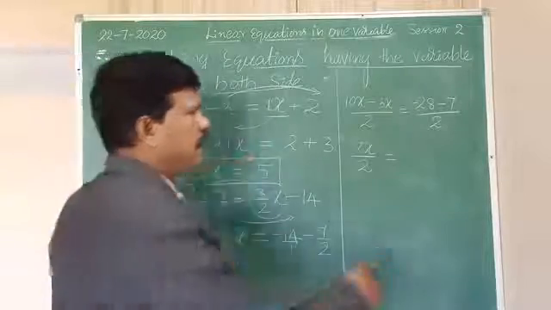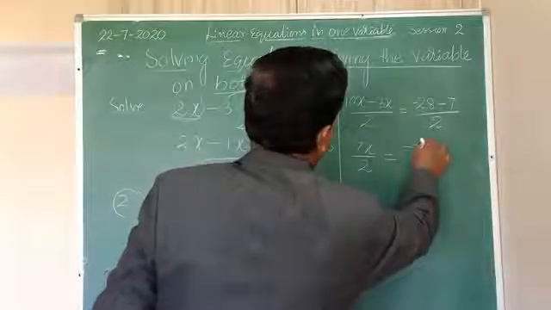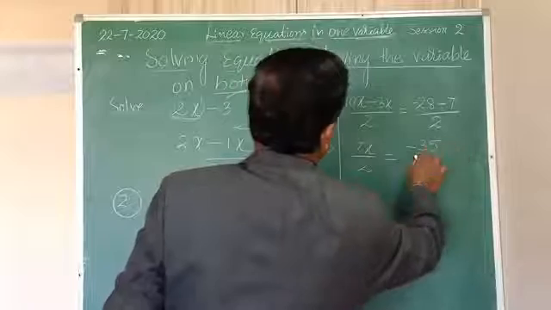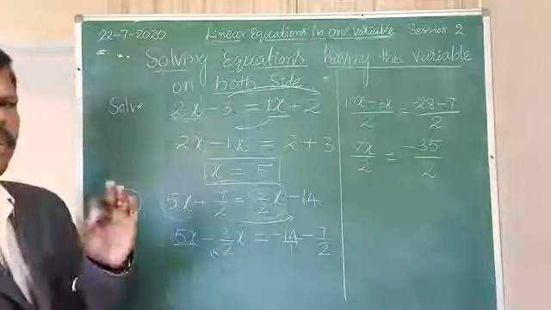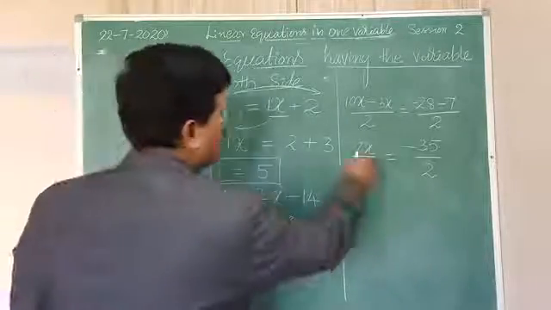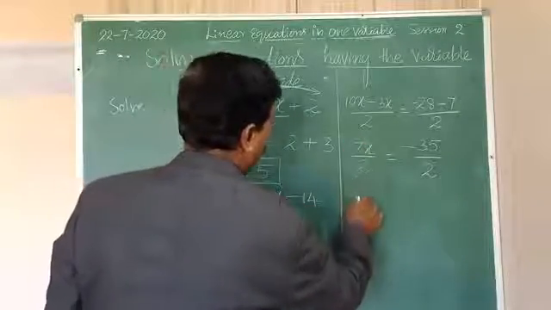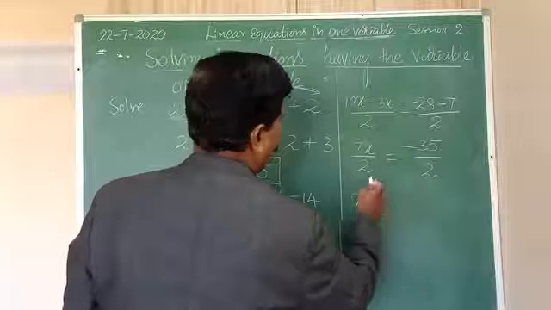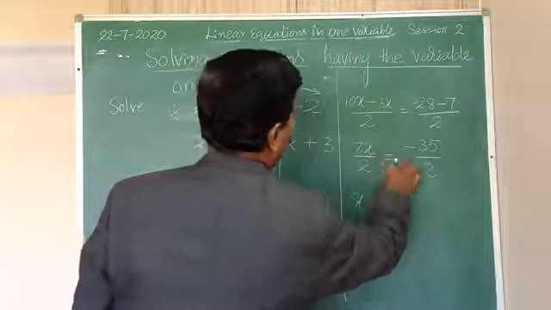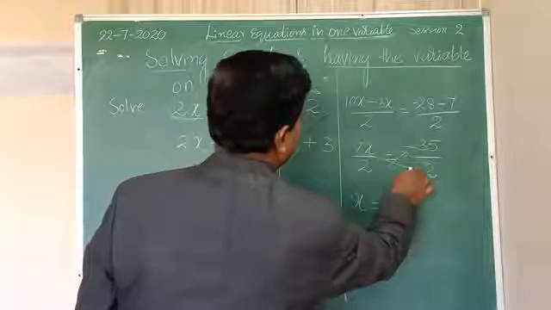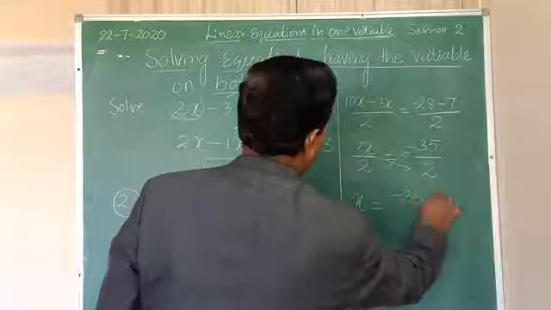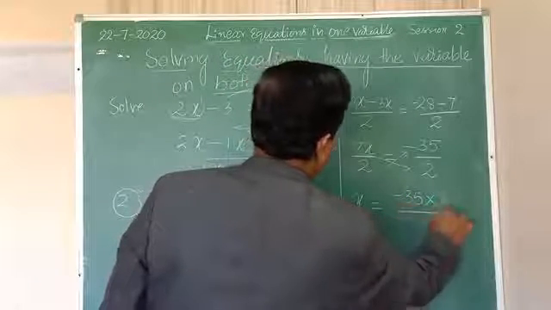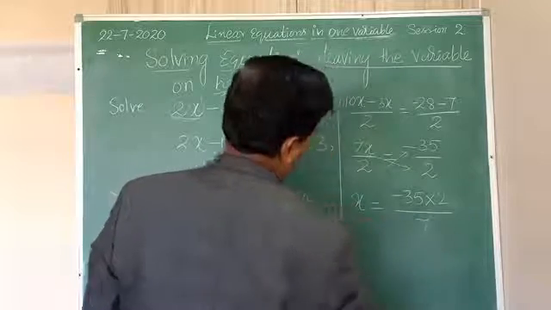So 28 minus 7 is minus 35 by 2. Now we want only x, so we don't want this 7 by 2. So x is equal to, this 2 goes to numerator and this 7 comes to denominator. So it becomes minus 35 into 2 whole divided by 7.